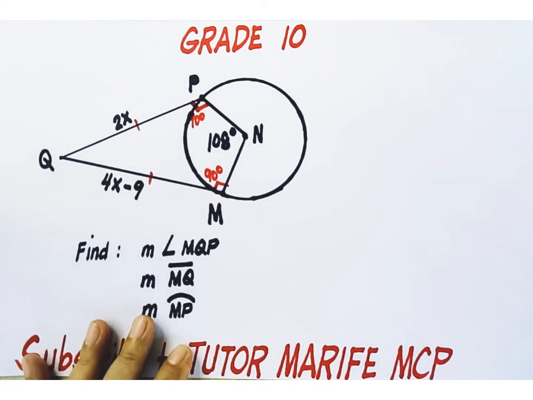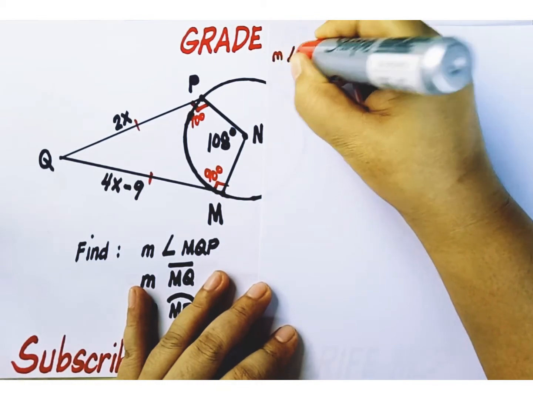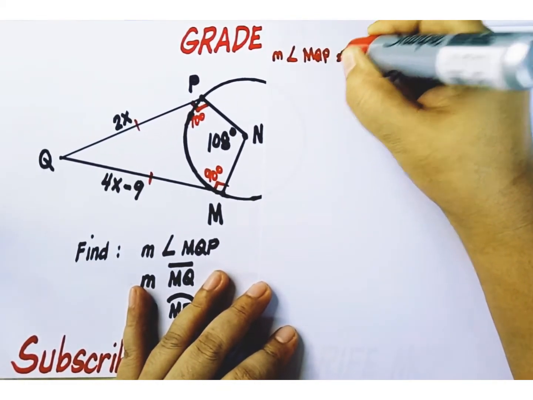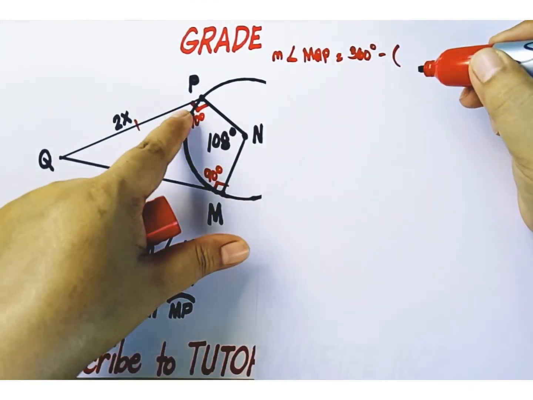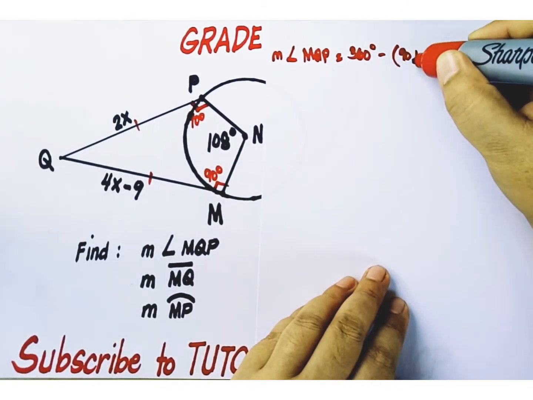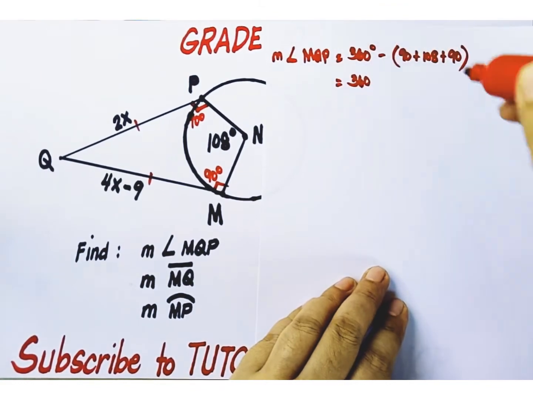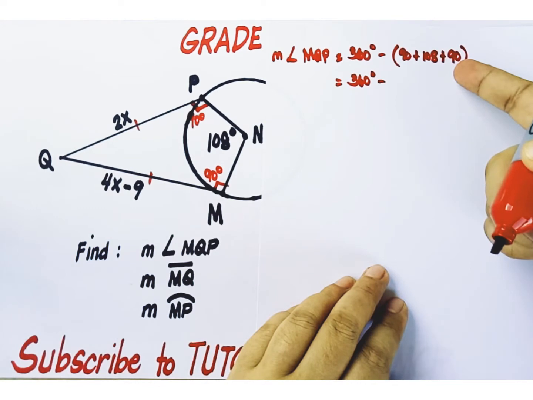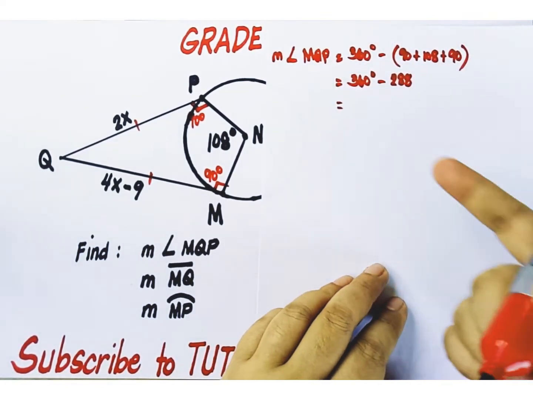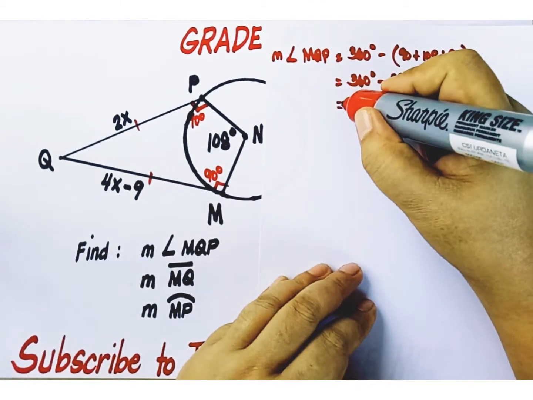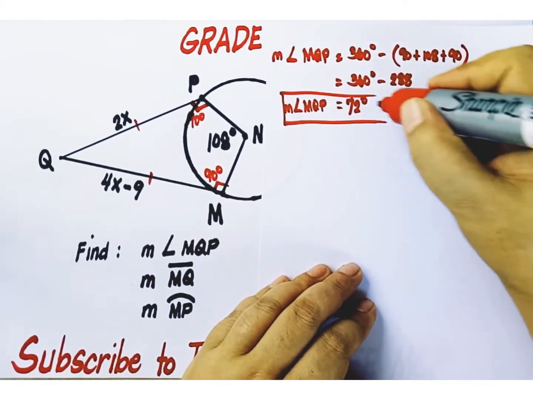Okay? So measure of angle MQP is equal to 360 minus the sum of the 3 interior angles, 90 plus 108 plus 90. 360 minus 90 plus 90 is 180 plus 108 equals 288. 360 minus 288 is 72 degrees. This is the measure of the indicated angle.